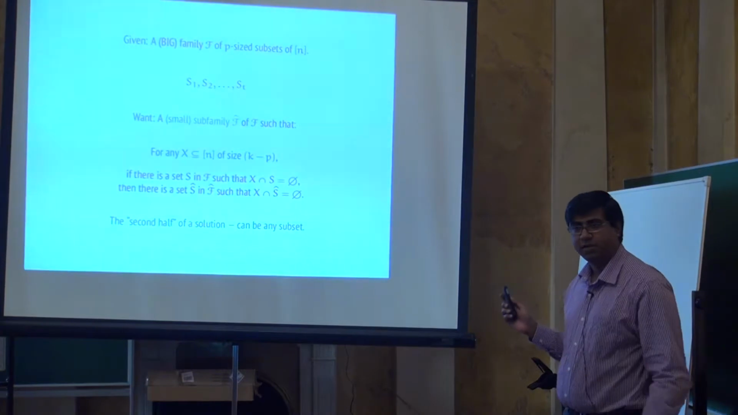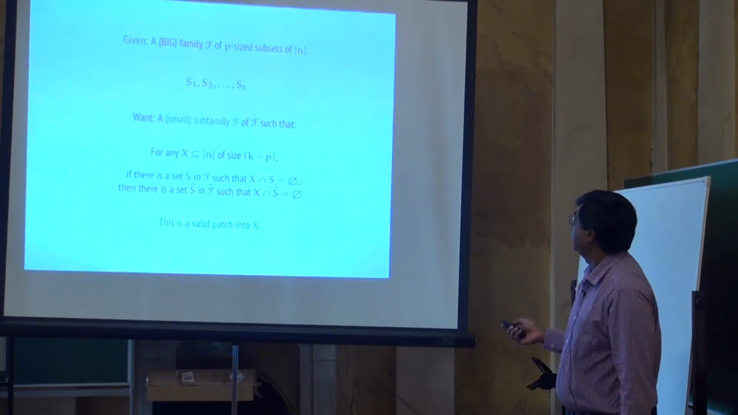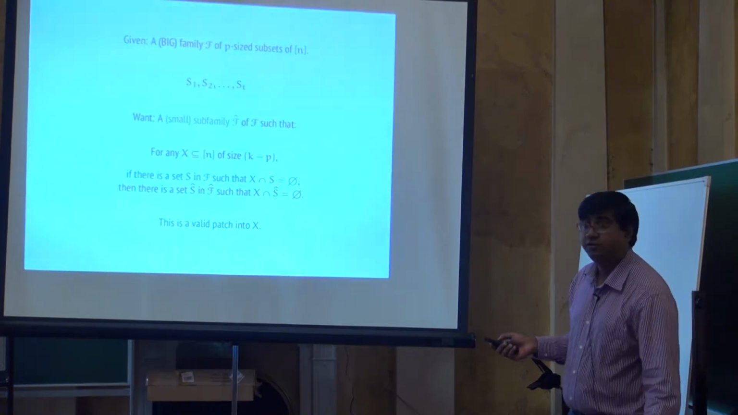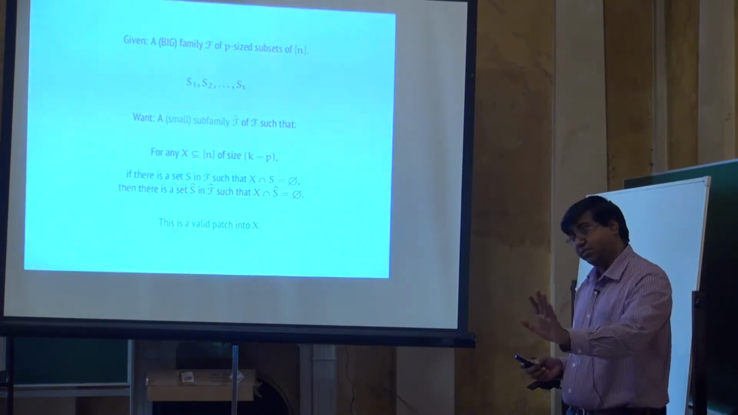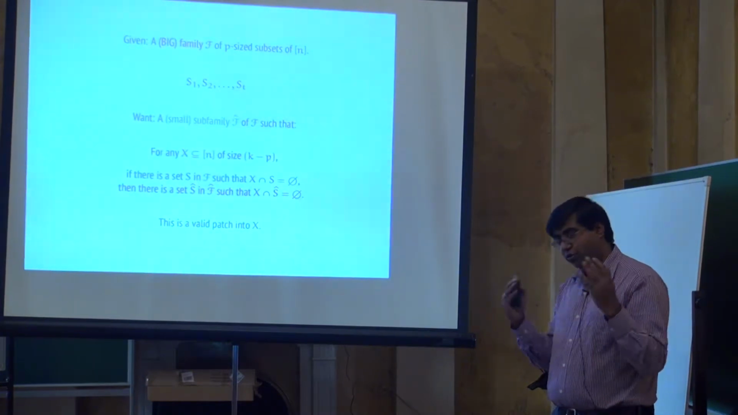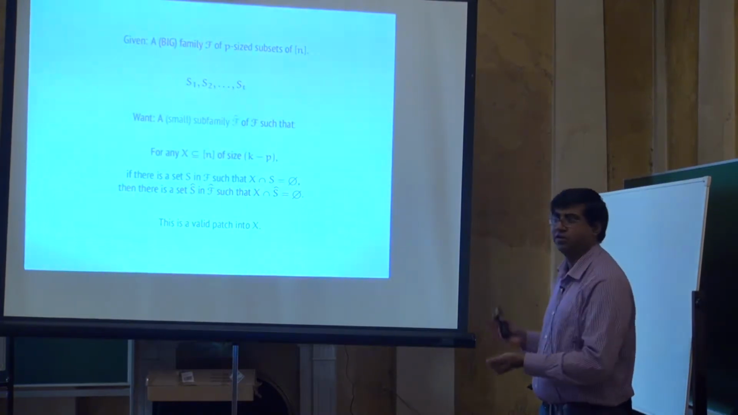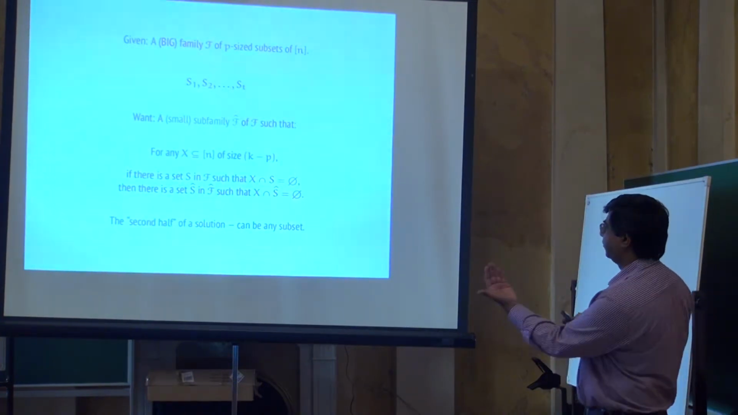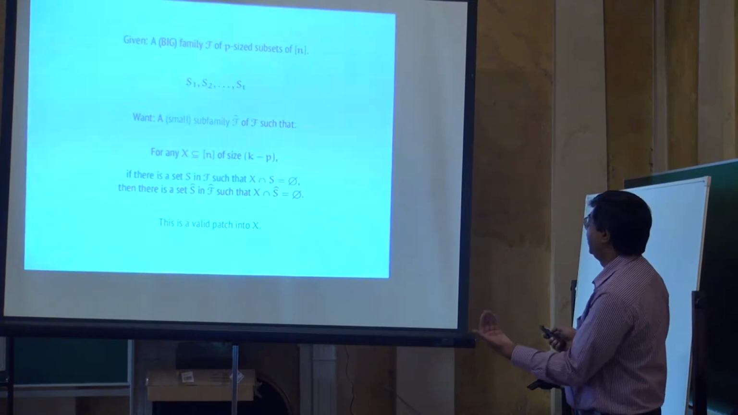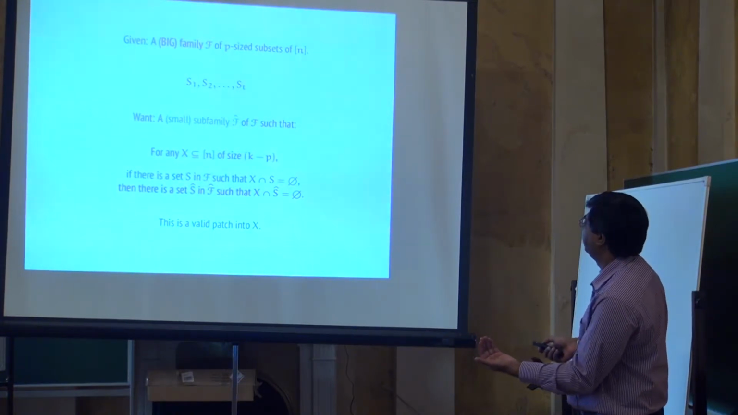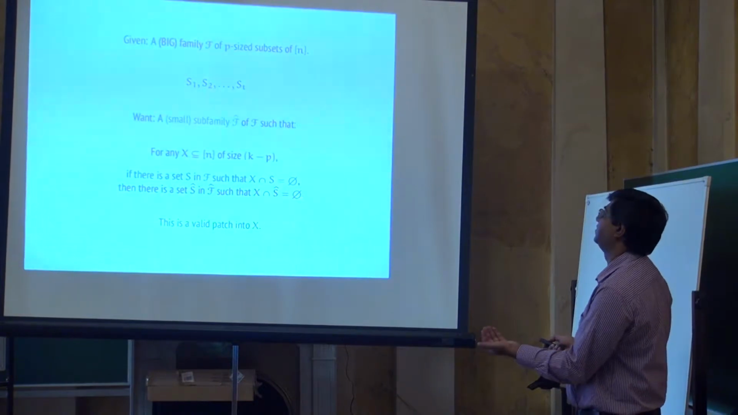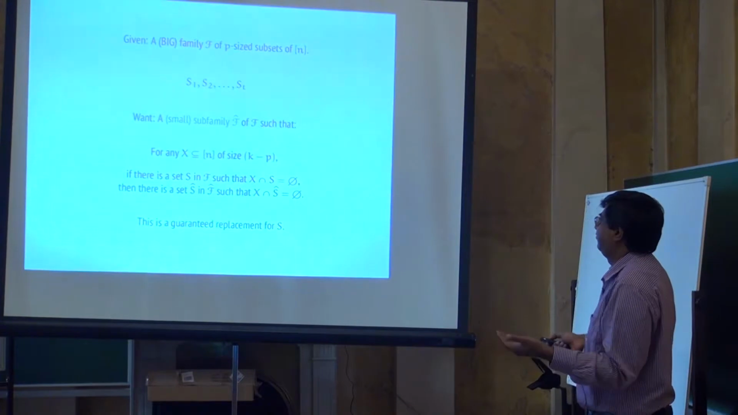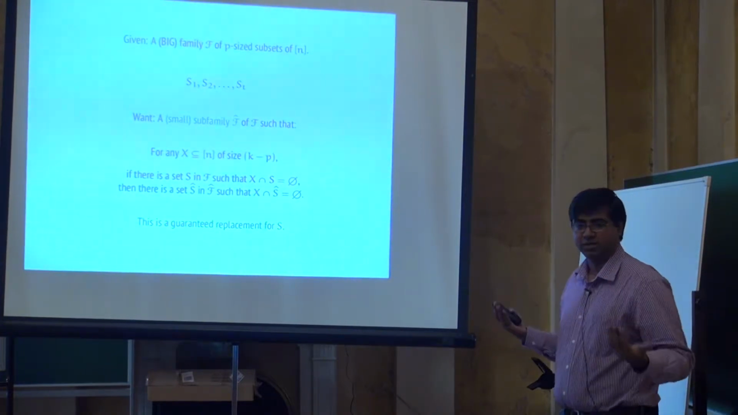Okay? Is this abstract problem clear? So basically, it's stronger than we need. Yes, it is much stronger than we need. And it seems if we do not want it that strong, we can do great. Also, we can do slightly better than what I will try to show you. The second half of the solution can be any subset. And basically what it means is, if there is a set S in F such that X intersect, so this is basically a valid prefix, then this S hat is a guaranteed replacement.